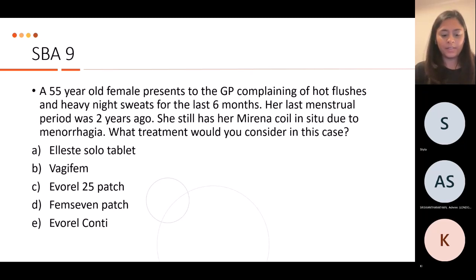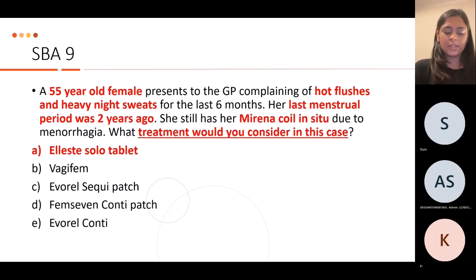Give it another 10 seconds, waiting for one more response. You guys are good at this. Usually people shy away from menopause.